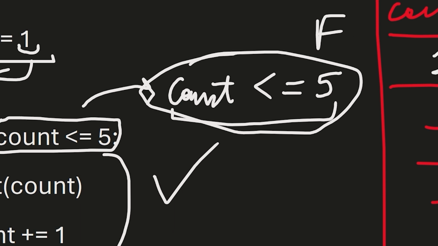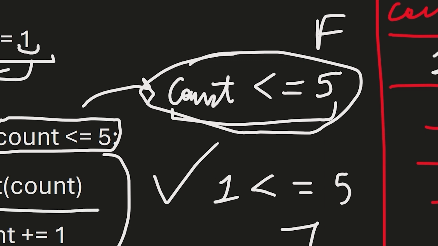The initial value is 1 over here, and we are writing while count less than equal to 5. So what does this mean? It will check. First of all, the count value is 1. Is 1 less than equal to 5? It is true. So if it is true, the control will enter inside the block.